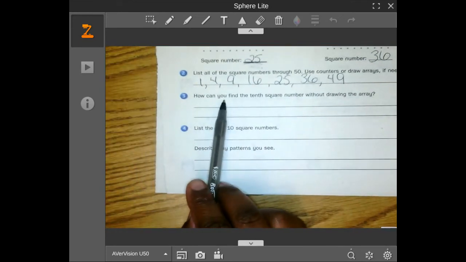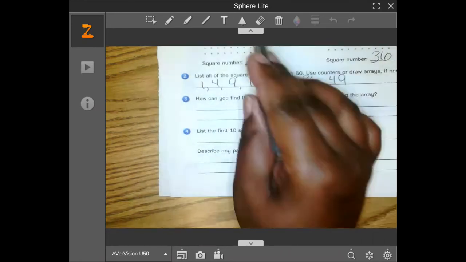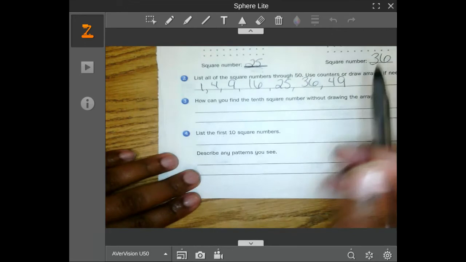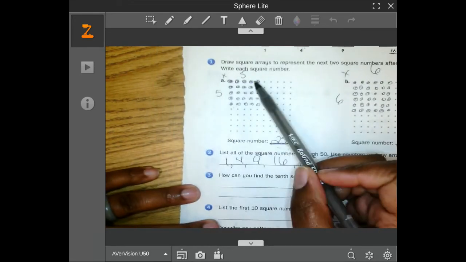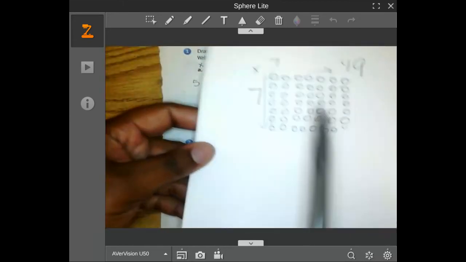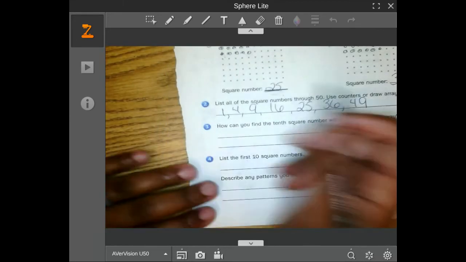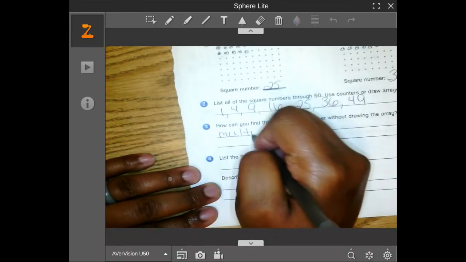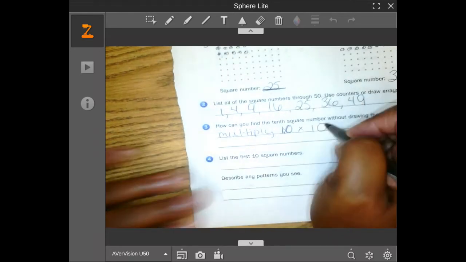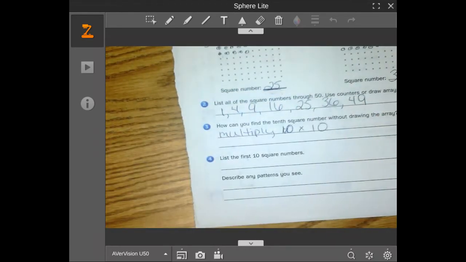For our next problem, how can you find the 10th square number without drawing the array? We have 1, 2, 3, 4, 5, 6. We did 7. How can I find 10? Let's think about this. Yes, we're going to multiply. If we multiply 5 times 5 and 6 times 6, and our last example, 7 times 7, then for 10, we are going to multiply 10 times 10.